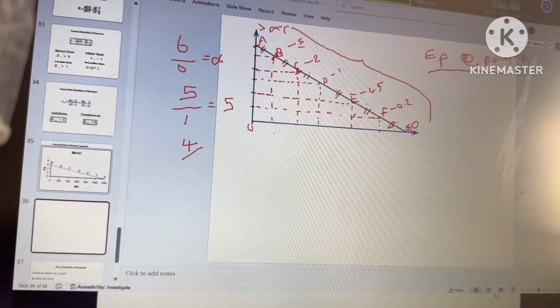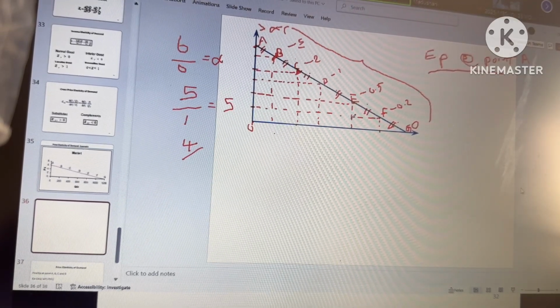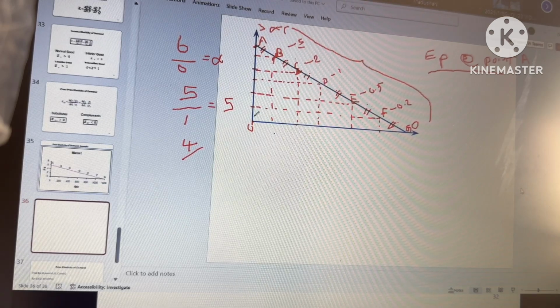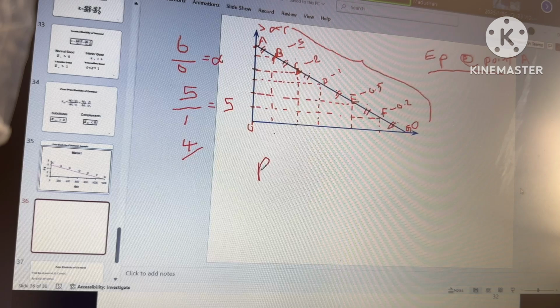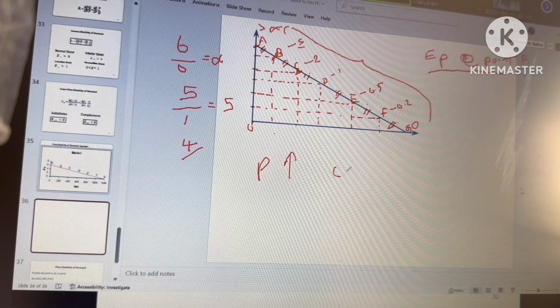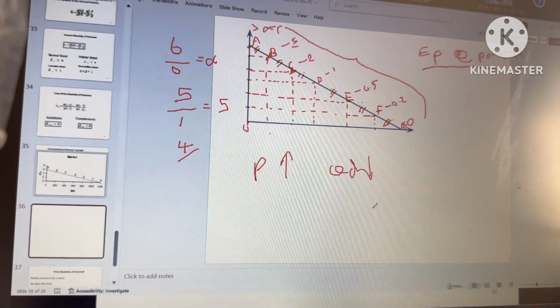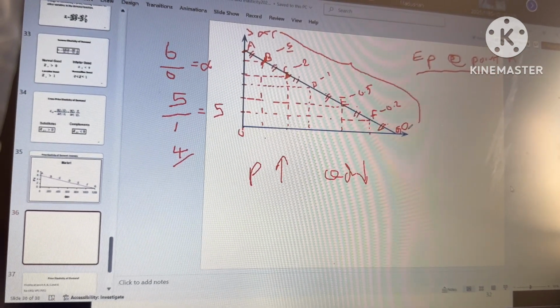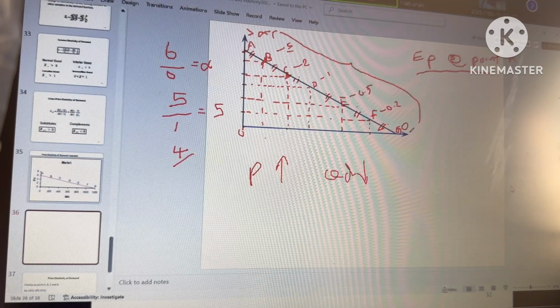How can it be minus, because of the way the curve slopes? No, the minus sign is just to indicate the law of demand. What is the law of demand? If price goes up, quantity demanded comes down. This is the relationship. Therefore, each and every number should be minus. That is basically fundamental theory.